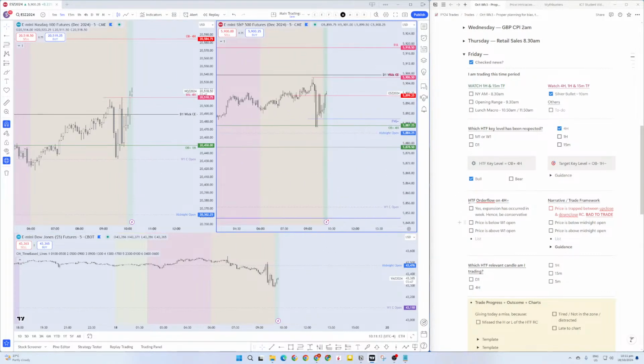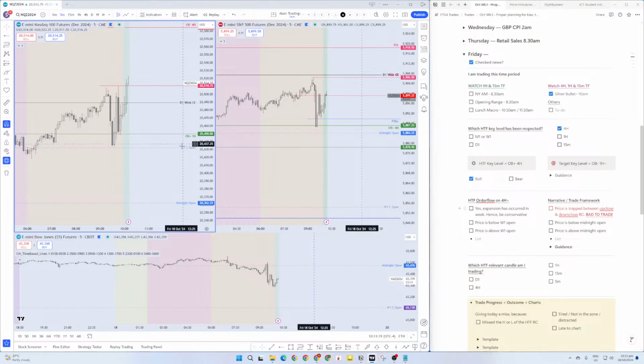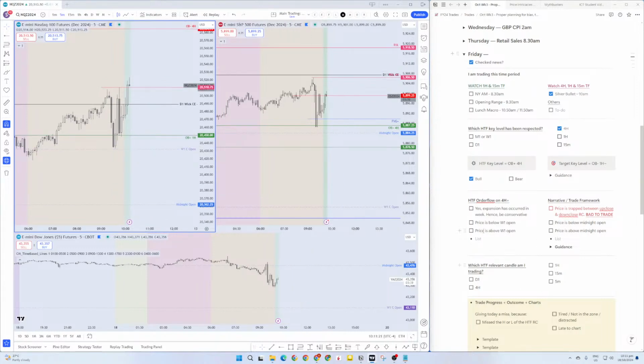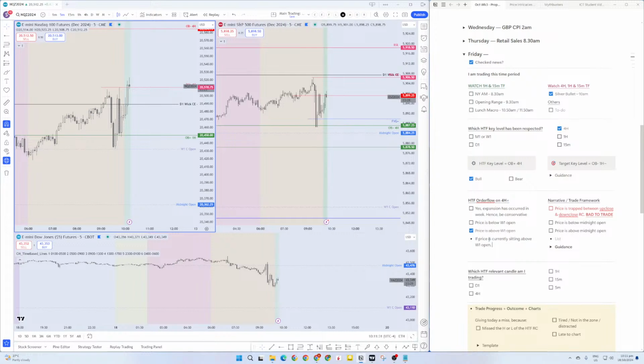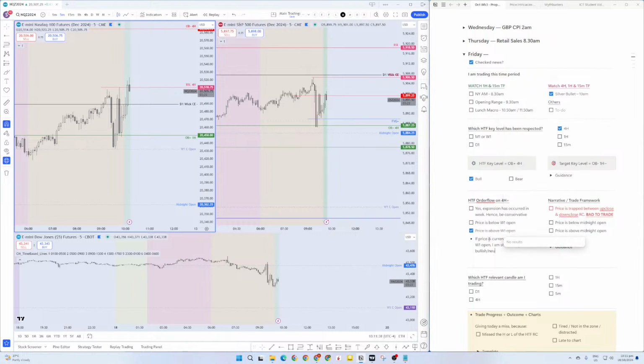So, part 1. Is price above or below the weekly open? Weekly open is here. So, clearly, we can see that price is above the weekly open. If price is currently sitting above the W1 open, I am still leaning towards bullish or neutral for price.